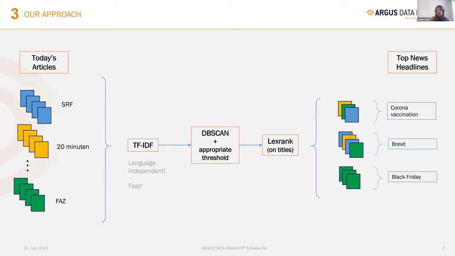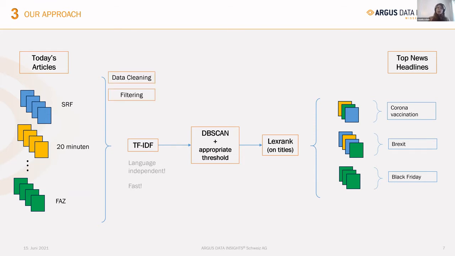And here I chose LexRank, which is an extractive summarization technique. Again, this is a very fast algorithm that can just be used off the shelf. And it's applied just on the titles of the articles. So basically, LexRank finds the title that's kind of most representative of all the titles of articles in the cluster. And that's how we get our clusters, basically.